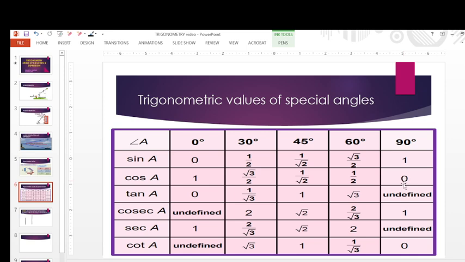1 upon 0 is not possible, so it is not defined. And cosecant is 1 upon sine, secant is 1 upon cos, cot is 1 upon tan. So you can learn all these values.